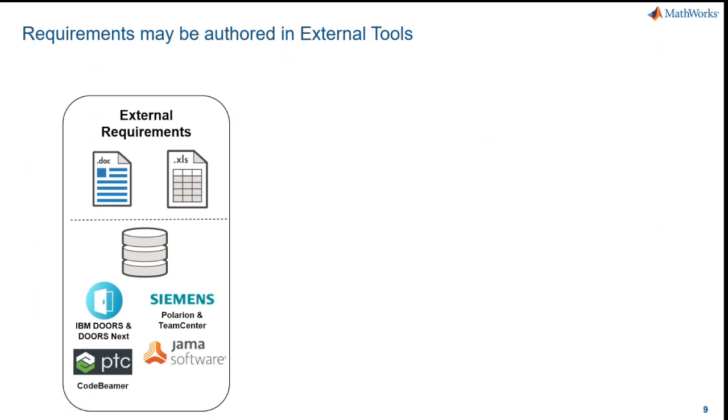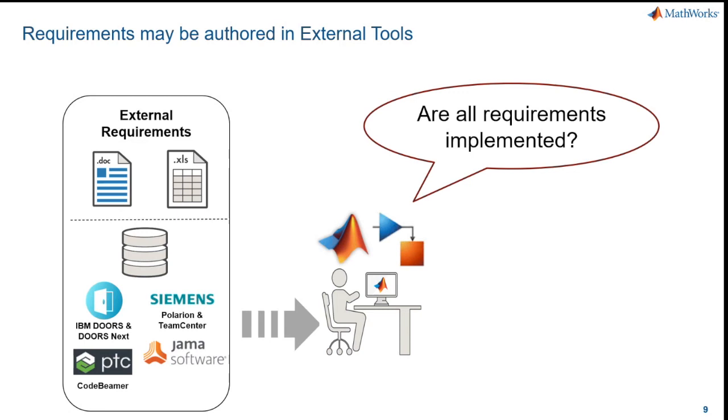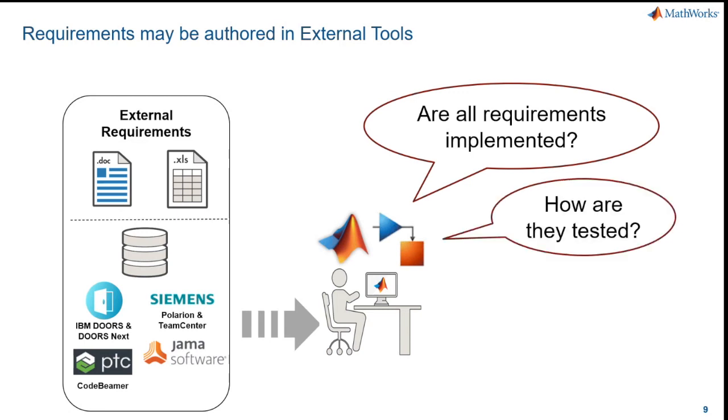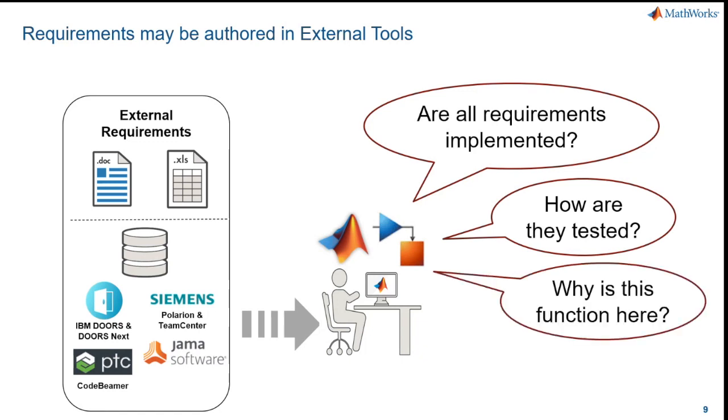So how can we, as developers, be sure and answer all these questions? Are all requirements implemented? How are they tested? Why is this function here? Usually the developer uses external requirements. It's really common. From DOORS, Siemens Polarion, PTC, Jama Software, we have many options to apply and to work with these requirements.